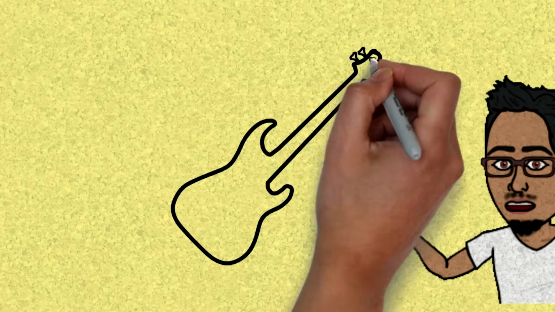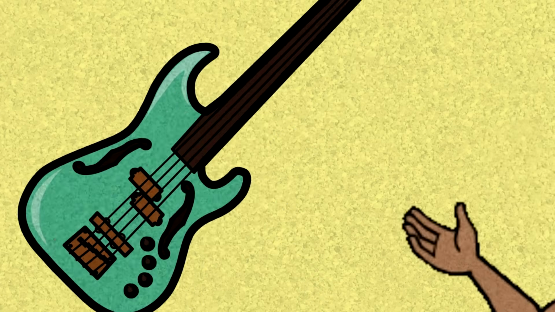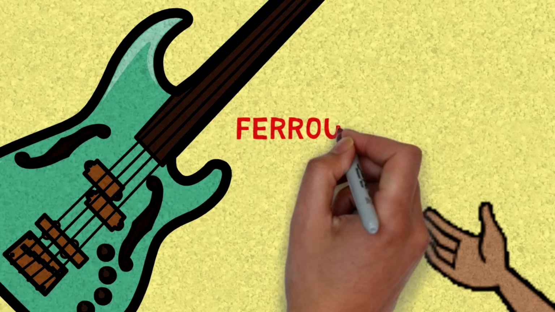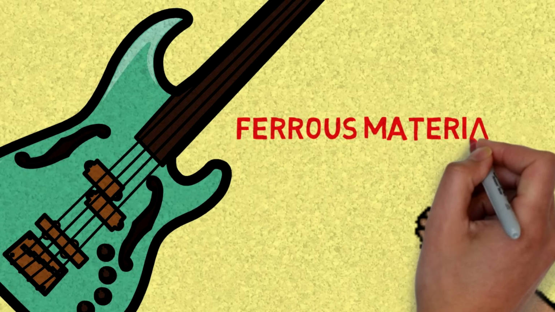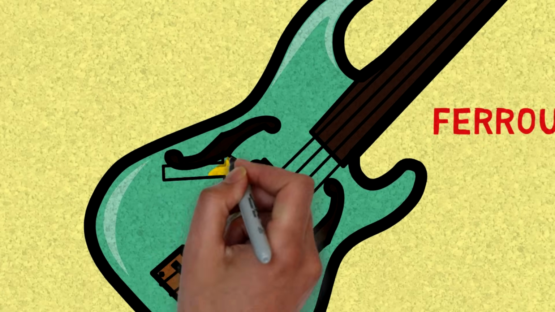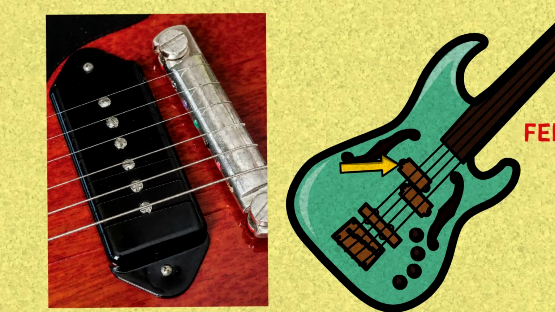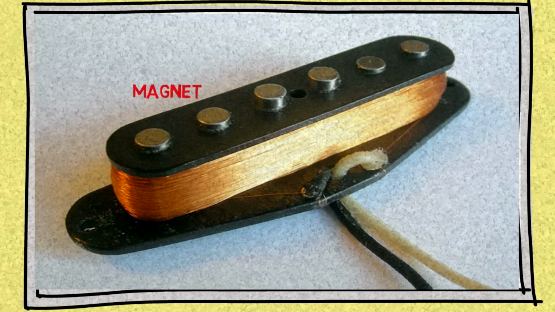In this video, I'm going to explain to you how an electric guitar works. Unlike a regular guitar, strings of an electric guitar are made out of metal or a ferrous material. This is not accidental. If you look closer, behind each string, you're going to find a magnet. And those magnets are surrounded by a coil. This system is called a pickup on an electric guitar. We'll get to that in a moment.